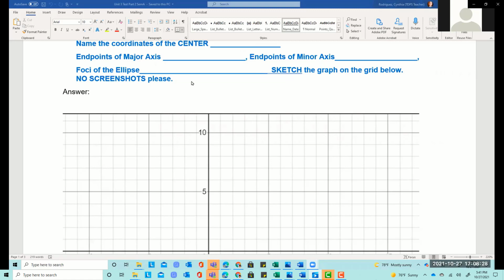I downloaded that app, Genius Scan. You can just sketch on a piece of paper and then take a snapshot of it, and it uploads it as a PDF, and you can just turn in the answers if you want to do it that way.